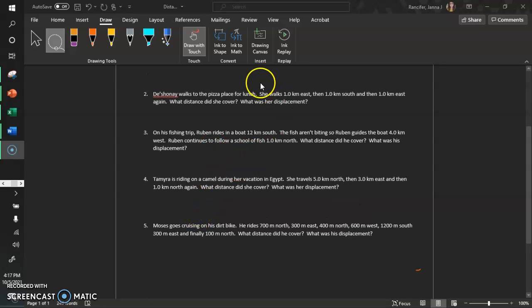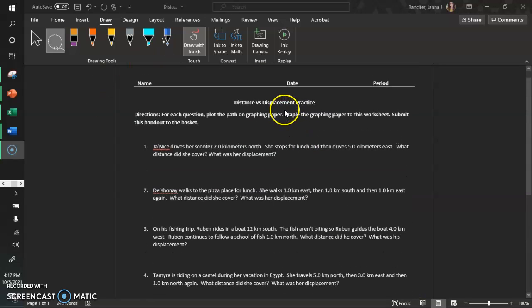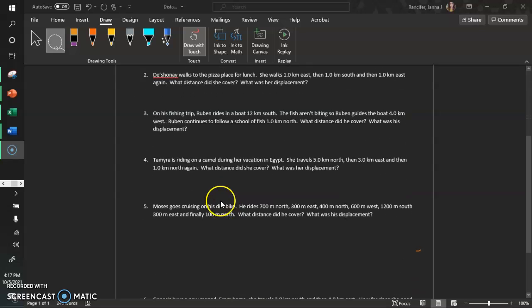Alright, so in this video I'm going to show you how to complete the distance versus displacement practice. Let's do question number 5 together. Moses goes cruising on his dirt bike. He rides 700 meters north, 300 meters east, 400 meters north, 600 meters west, 1200 meters south, 300 meters east, and finally 100 meters north. What distance did he cover?